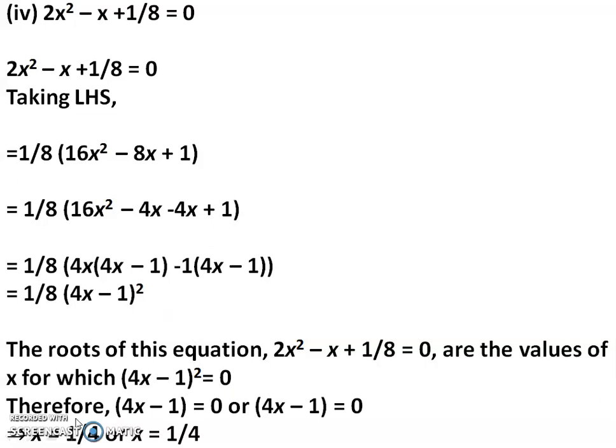Now you can see that it is 4x minus 1 the whole square. Equating it to 0, you will get x is equal to 1 by 4 or x is equal to 1 by 4. Hope you understood the concept, students.